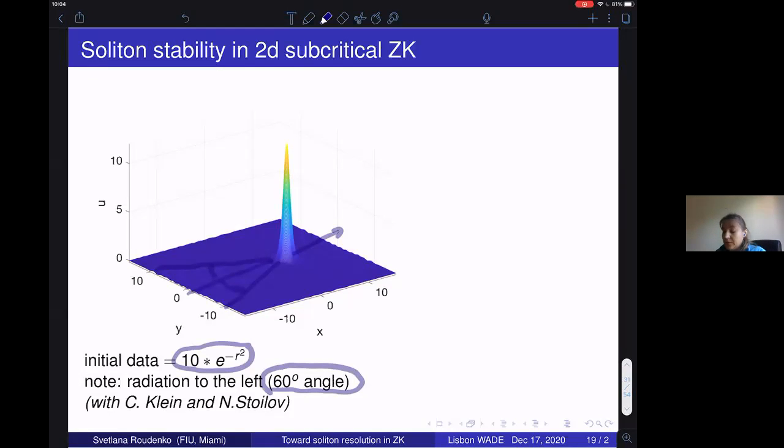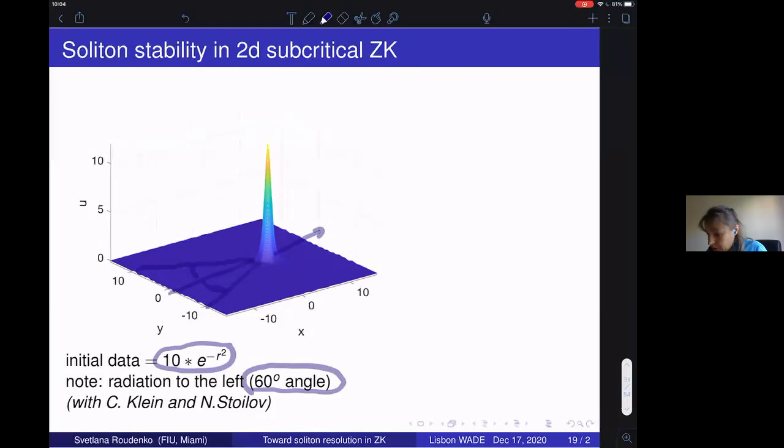Well, I mean, there is an angle of the radiation happening, but we will prove that it's exactly 60 degrees. This was actually shown for the 2D regular ZK in the paper by Munoz and collaborators. We also showed this in 3D, as I'll mention.